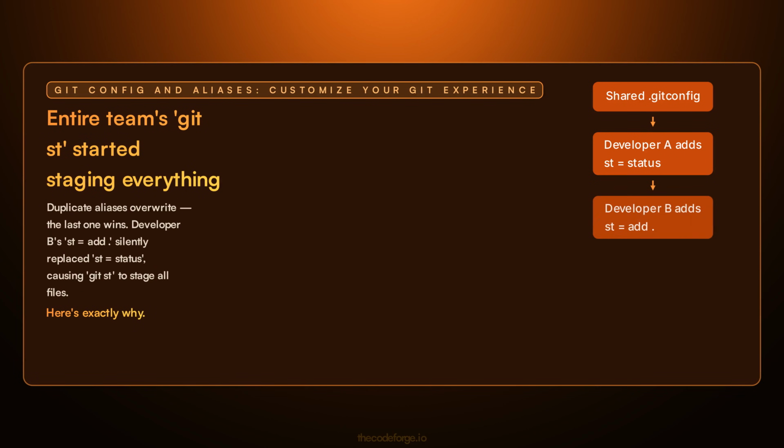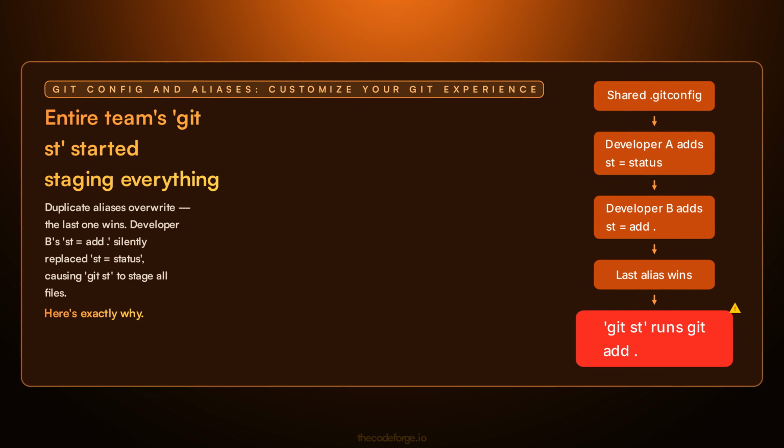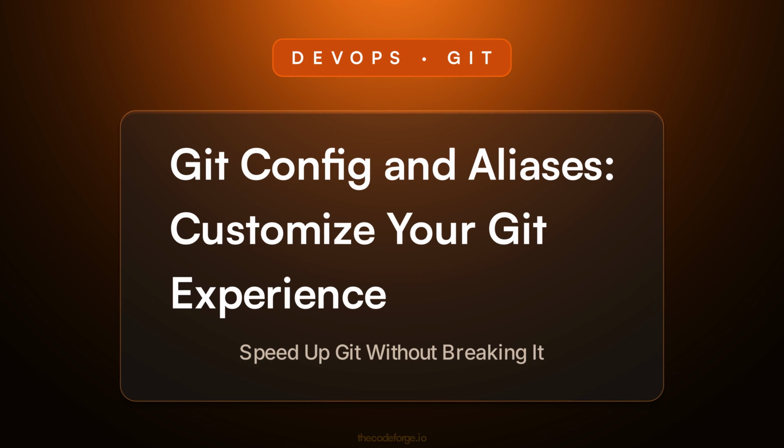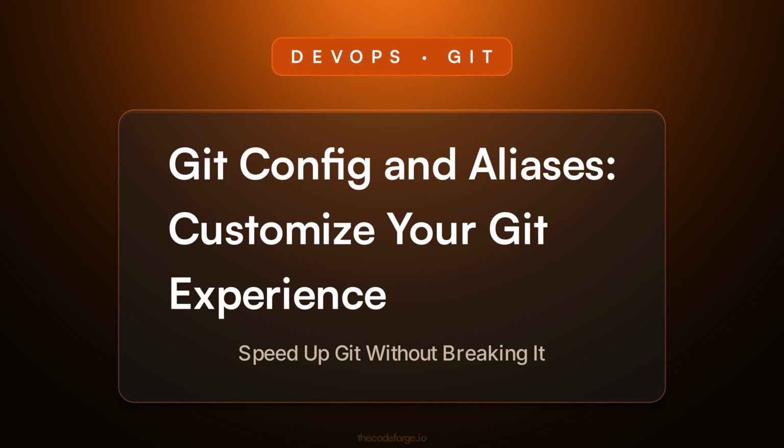Your entire team's git sent just staged everything, including .env and API keys, because duplicate aliases overwrite silently and the last one wins. Let's break down Git Config and aliases. Customize your Git experience, how it works, and the exact mistake behind that failure.